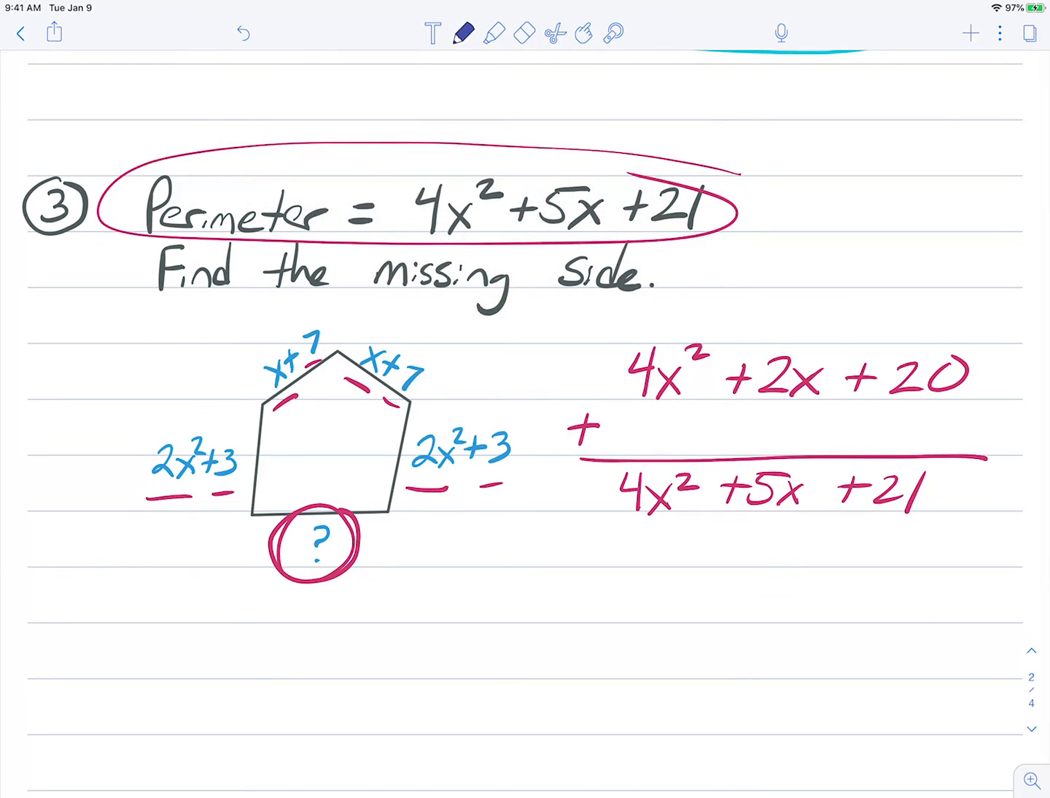So what I'm going to do is I'm going to figure out what is missing to make that answer work. So first of all, the 4x squareds is still a 4x squared, so there's no x squareds necessary. For the next one though, how does a 2 become a 5? I need a 3x. And how does a 20 become a 21? I need a plus 1, which means this missing side is 3x plus 1. So I used what I knew to figure out what was missing to find my final answer.